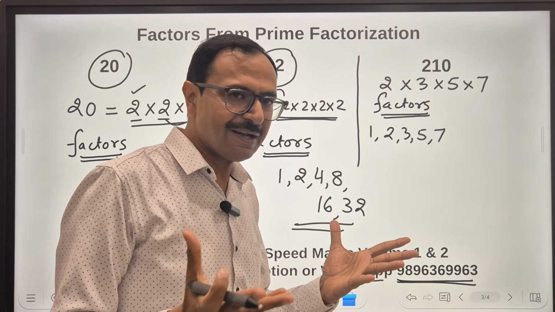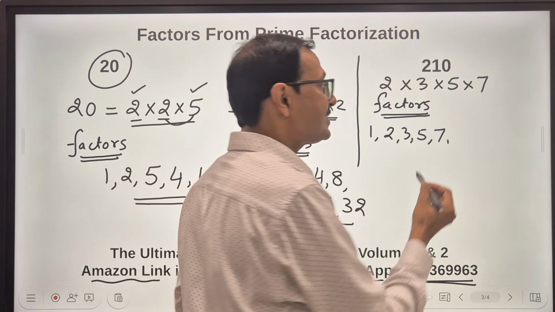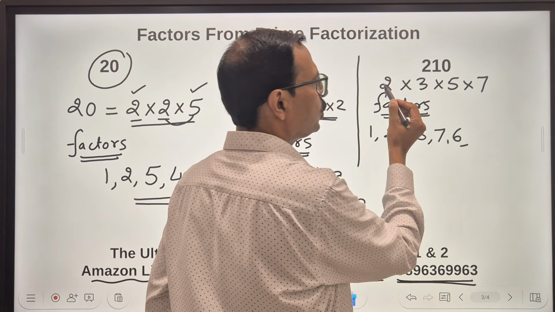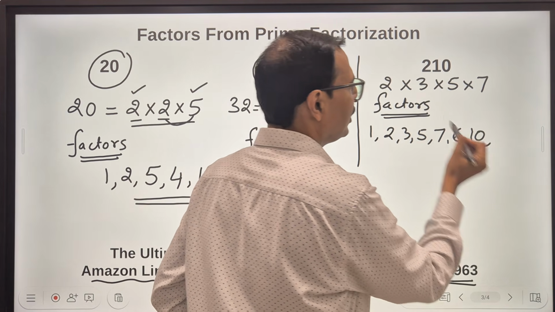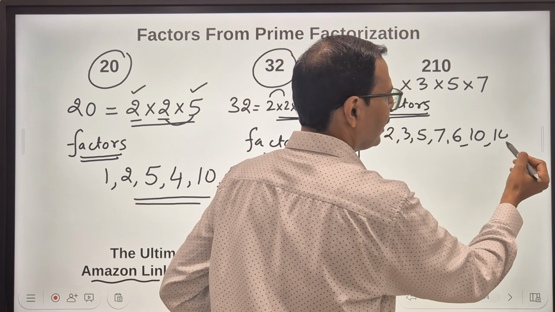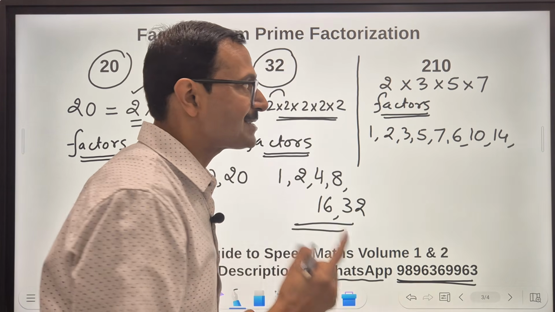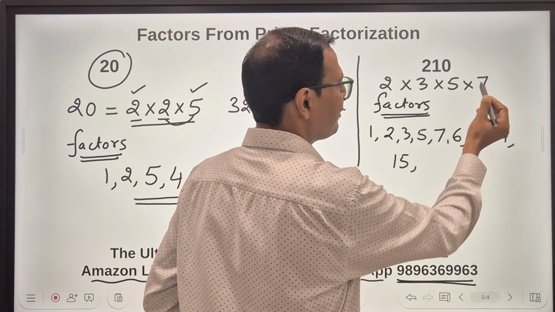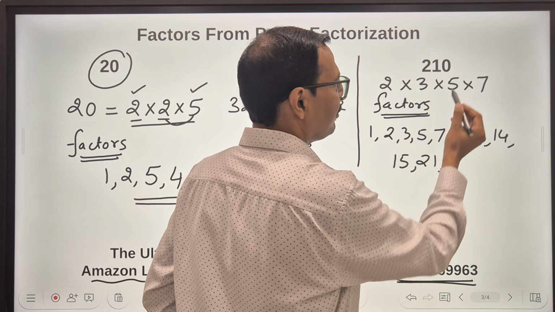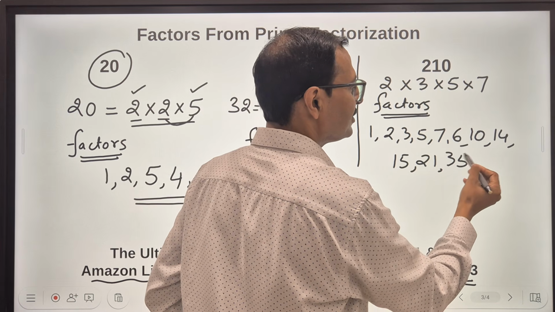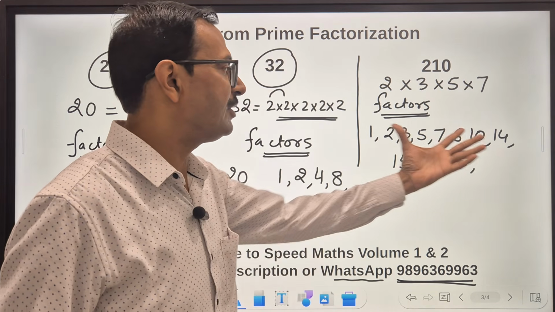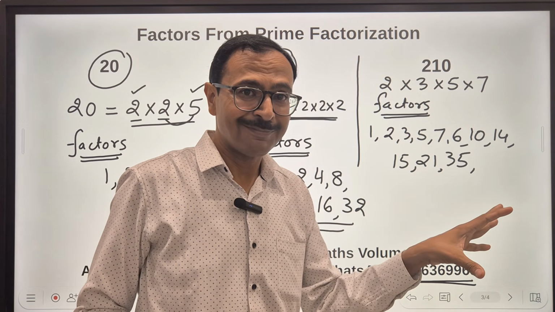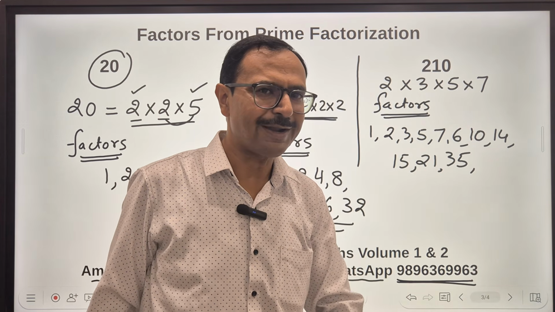See, 5 factors directly listed out, and then start making pairs. 2 with 3, 6, 2 with 5, 10, 2 with 7, 14. See how many factors I am listing. Now 3 with 5, 15, 3 with 7, 21, 5 with 7, 35. See, already I have listed 11 of them and 210 is one of them. So 12, only 4 are left.